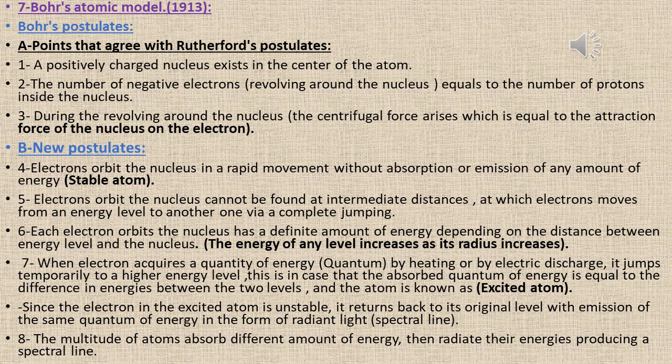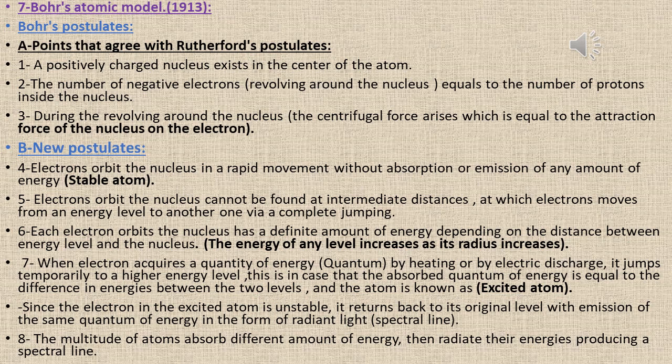When the electron acquires an amount of energy called a quantum by heating, it jumps to a higher energy level. In this case, the absorbed quantum of energy is equal to the difference between them. For example, if the energy level in the ground state equals 10 joules, and the higher energy level in the excited state equals 50 joules, when I give the electron a quantity of energy equal to 40 joules, the electron moves from 10 joules to 50 joules, and in this case it is called an excited atom.